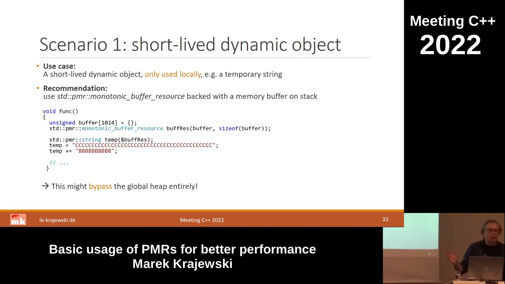Overhead is minimal. And this will normally bypass the global heap entirely. But in which case will it allocate on the global heap? Who knows that? What is the default upstream allocator? New delete. Yes. If we overflow this buffer, new delete gets kicked in. So, yeah. Understood?